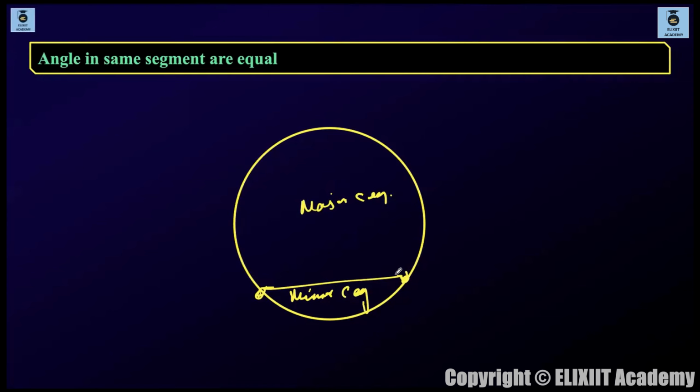This is actually a direct application of the previous property. We can derive this with the help of that property only: the angle subtended by the arc at the center is double the angle subtended at any point on the remaining part of the circle. This is property number 4. Just remember, angles in the same segment are always equal. The same thing happens below in the minor segment also; if you take any two angles, they will always be equal.